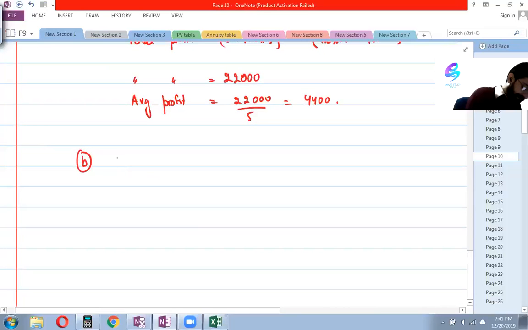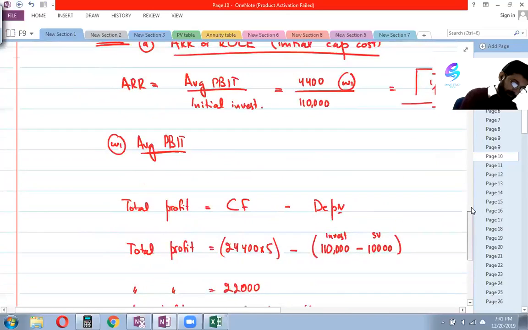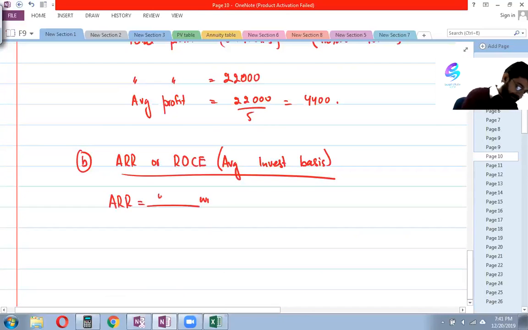So part B, ARR or ROCE, average investment basis. So ARR, as we said, we will get the figures from the working one above or from the question, which is 4,400. And now the average capital investment, right? We will do it in working 2, right?